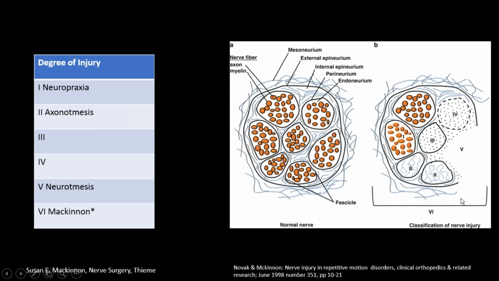So this is Susan Mackinnon's 6th grade of nerve injury, where the same nerve is undergoing different grades of nerve injury. So that's grade 1, where only the myelin is affected. Grade 2, where the connective tissue layer is intact, but axons are affected. And then grade 3 and 4, where even the connective tissue layers are disrupted. And 5, which is complete transection of the nerve. So you can still have complete transection of part of the fascicles of the nerve, but not the whole nerve. And that type of injury can be defined by grade 6.